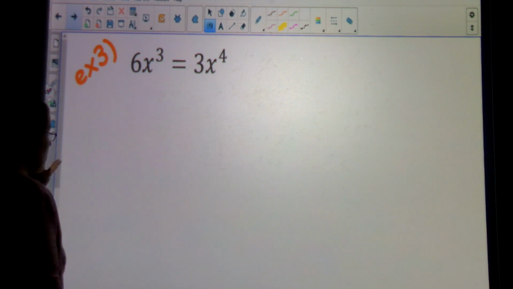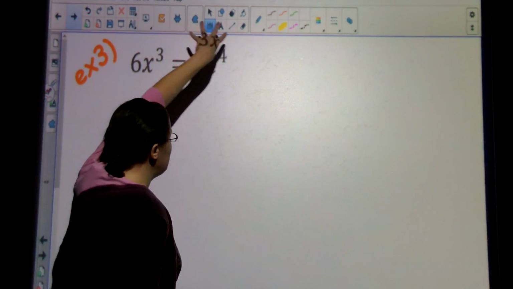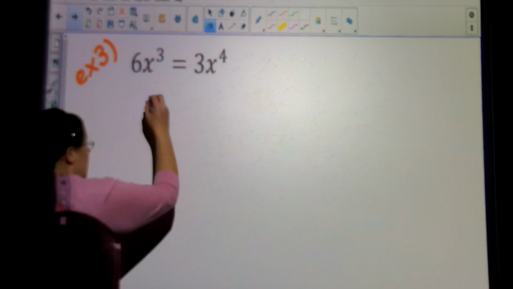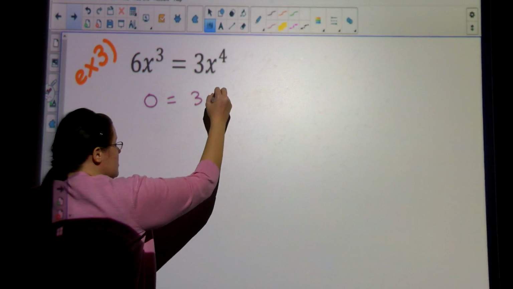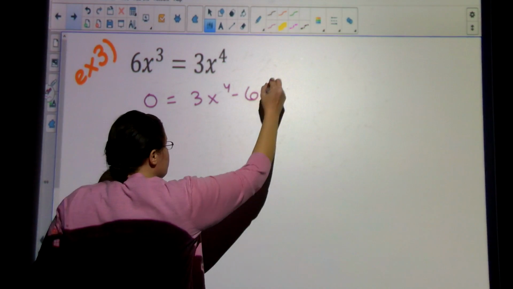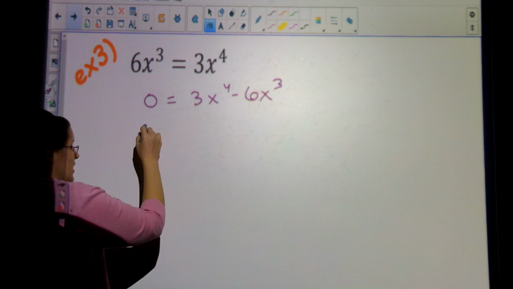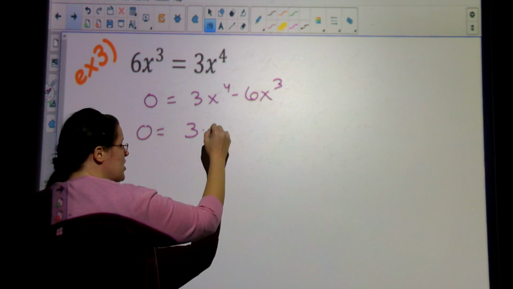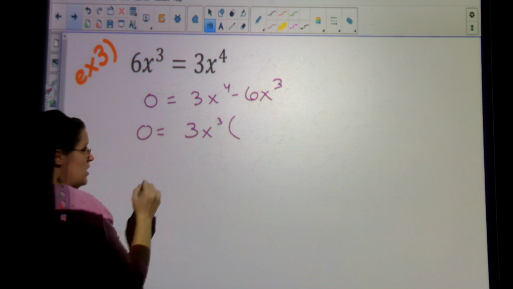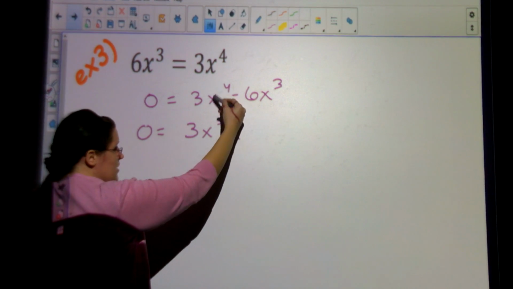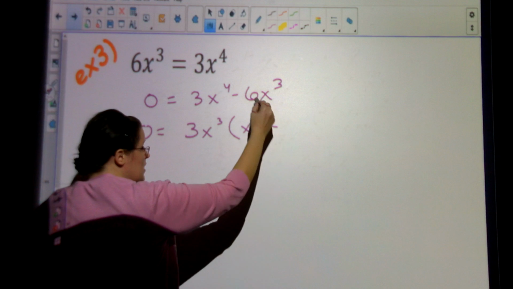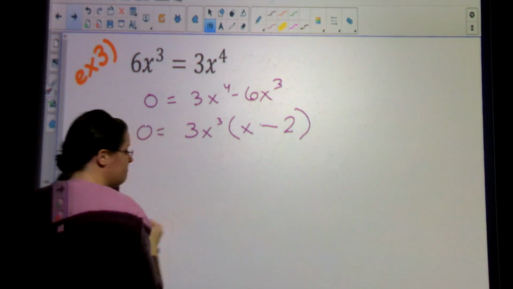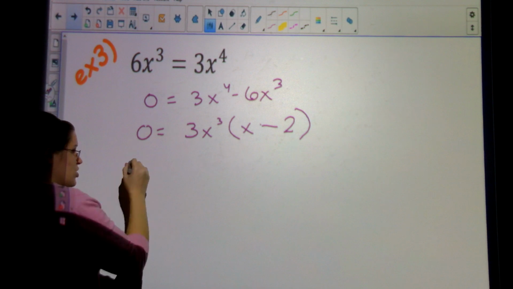So I need to take everything over to one side. I'm going to take this over. I like my highest power to have a positive coefficient. It does not matter, but I think it makes it a little easier. Now let's pull out a GCF. Well, they're both divisible by 3, and they each have x cubed. So what's left? Well, you took the 3. There's an x left. 6 divided by 3 is 2. You took all the x cubed. So now set each term equal to 0.